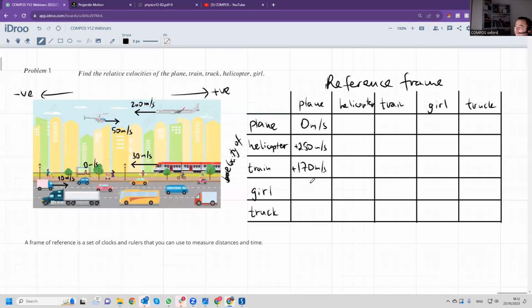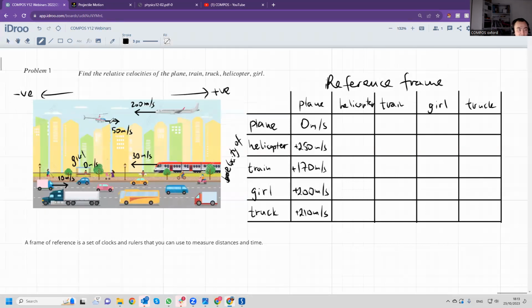Okay. The girl on the bench. If you are in the plane, it looks like the girl is moving towards you at 200 meters per second, so it's plus 200 meters per second. And the truck is moving at 210 meters per second. Does that all make sense? Is there anyone who doesn't understand?